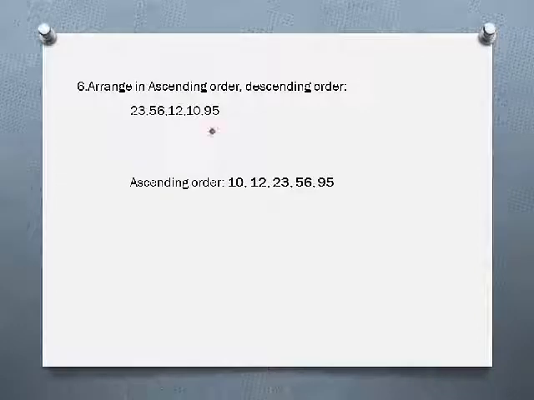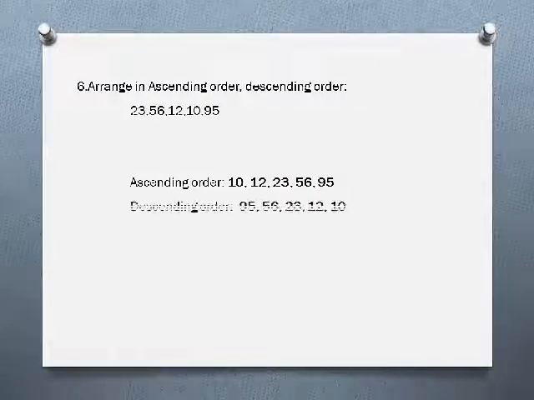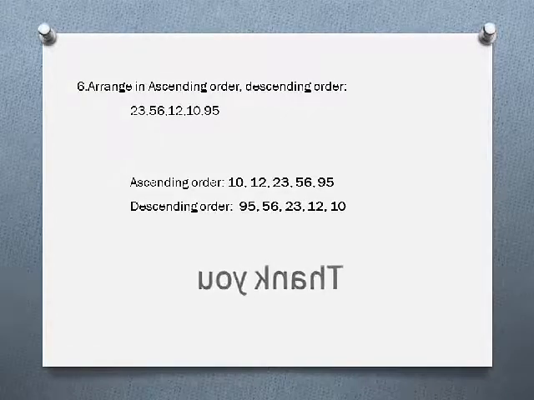See, what is the smallest number? 10. After that 12, after that 23, after that 56, after that 95. That is ascending order, isn't it? Descending order: 95, 56, 23, 12, 10. Yes, both the answers are correct. Now children, all of you take your math note and write the given content from the worksheet. Thank you.